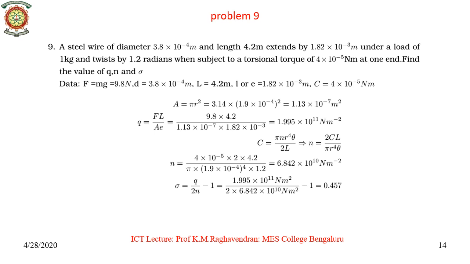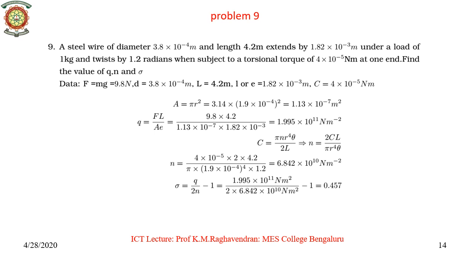So when you substitute for F, capital L, A and small e, of course note that F is nothing but M into G, which is the weight of the load attached, which is 9.8 Newton. We obtain the Young's modulus as 1.995 into 10 to the power of 11 Newton per meter squared.